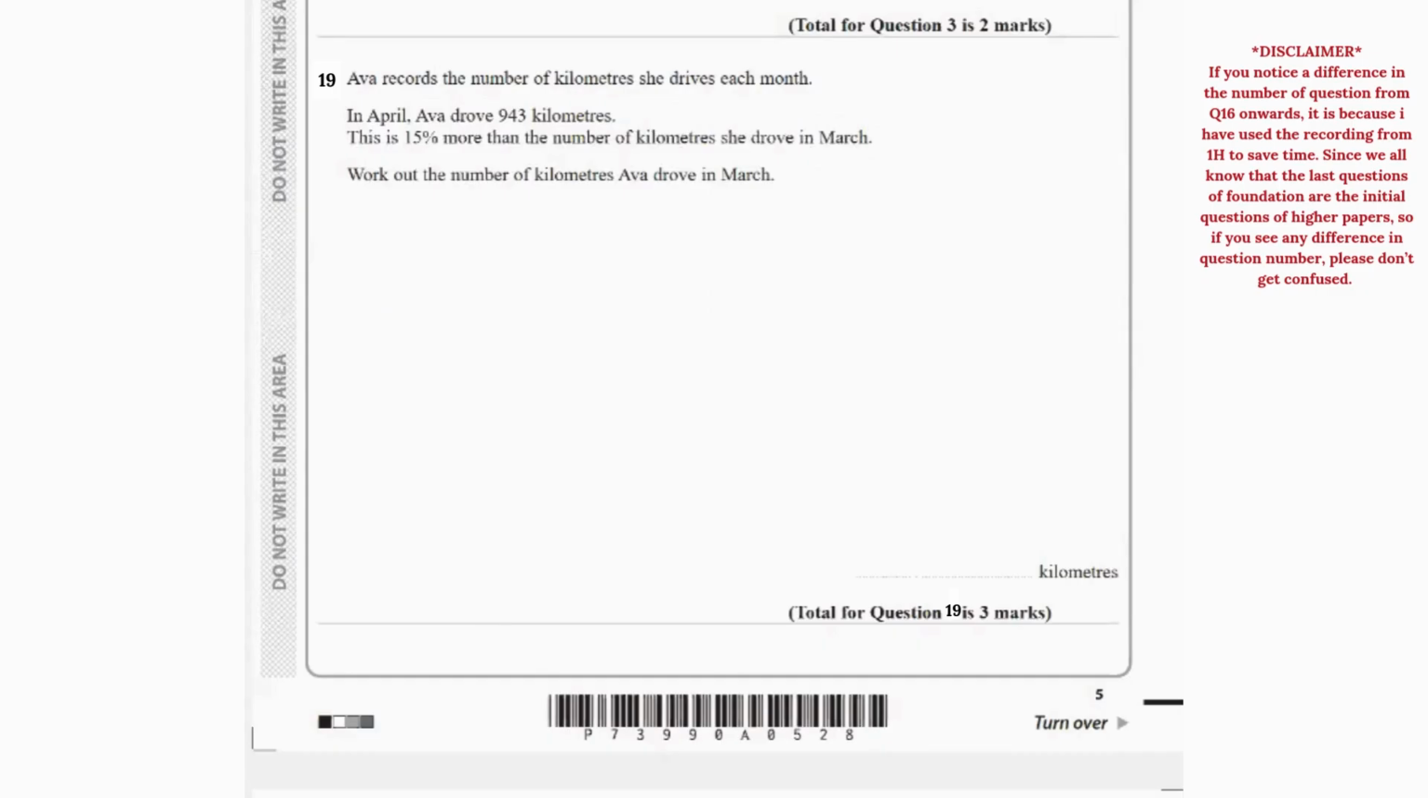Question 4 says, Ava records the number of kilometers she drives each month. In April, Ava drove 943 kilometers. This is 15% more than the number of kilometers she drove in March. Work out the number of kilometers Ava drove in March.